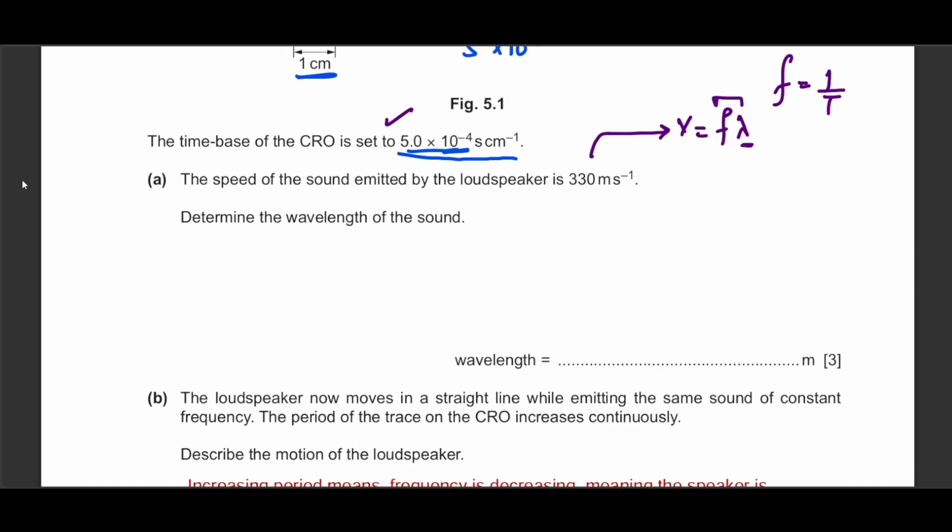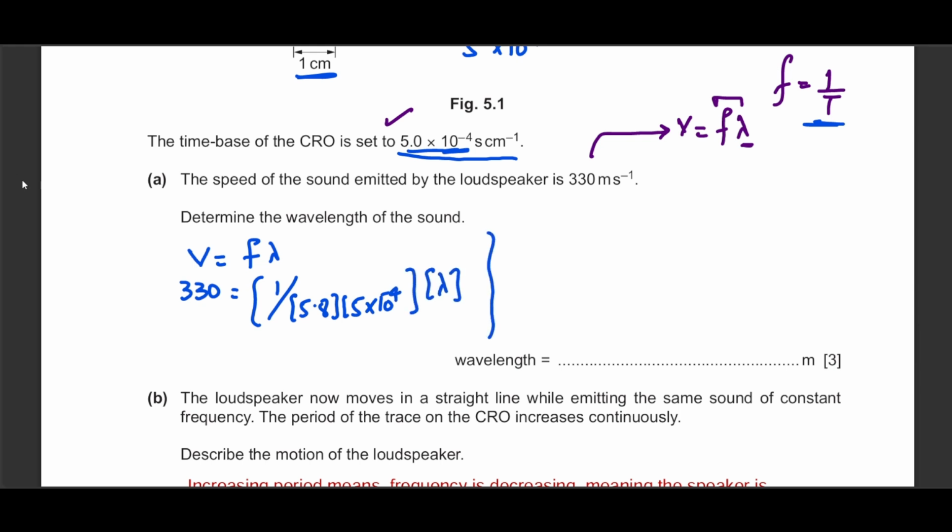So keeping that in mind, I'm going to plug the values directly into this equation. V is equal to F lambda. V is 330. Frequency, since it's 1 over T, will become 1 divided by (5.8 divisions or boxes into 5 into 10 raised to the power minus 4), bracket close, into lambda. And you will see that you have to take this to the other side to get multiplied. So this lambda comes out as 0.96 meters.